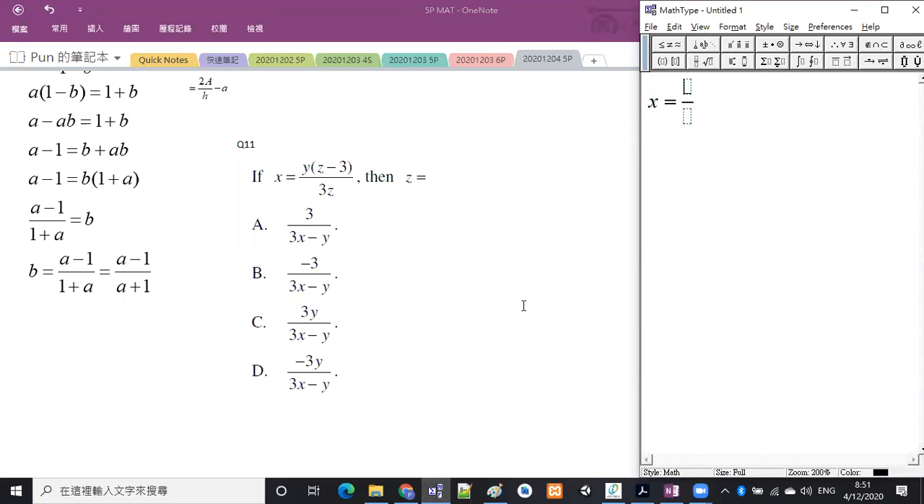If x is equal to y times z minus 3 over 3z, the question asks to find z. Express z in terms of x and y. There is one single fraction on the right. Just multiply the 3z to the left. So 3xz is equal to y times z minus 3. And then expand the bracket. 3xz is equal to yz minus 3y. And I want z to be the subject.